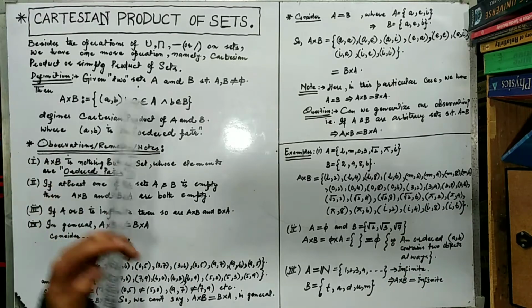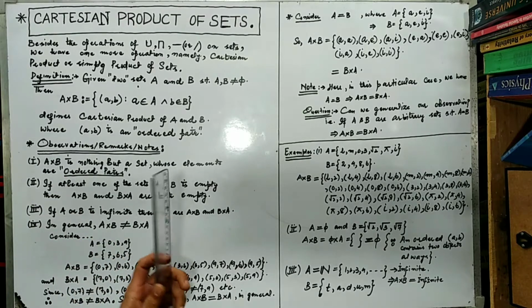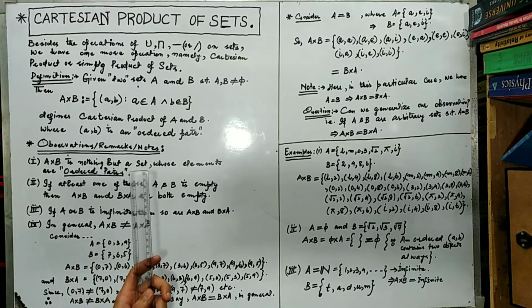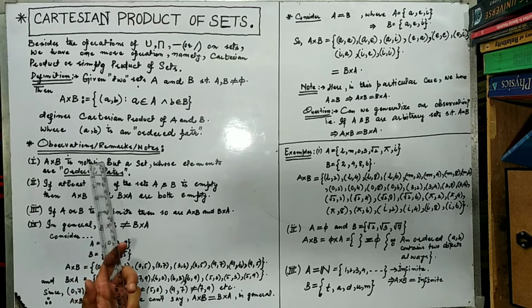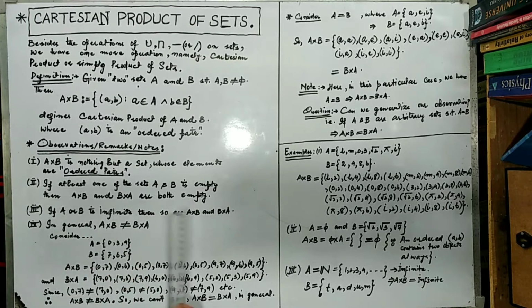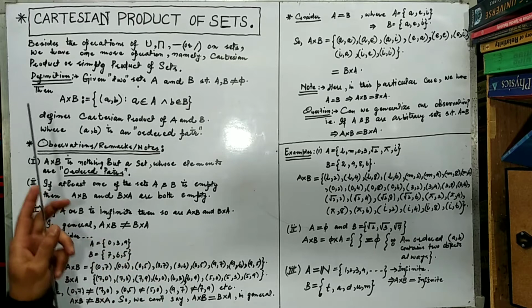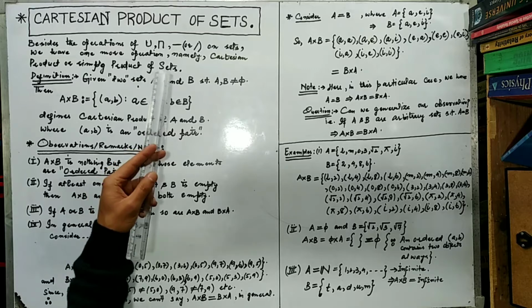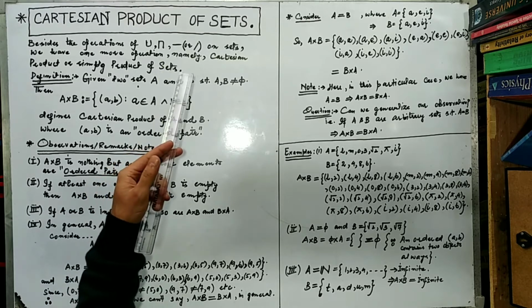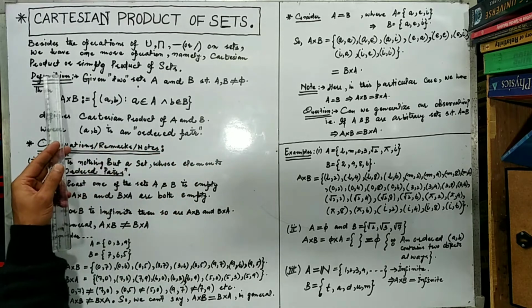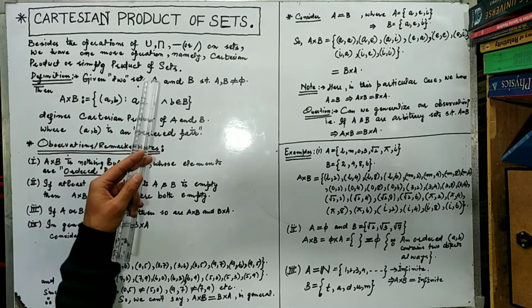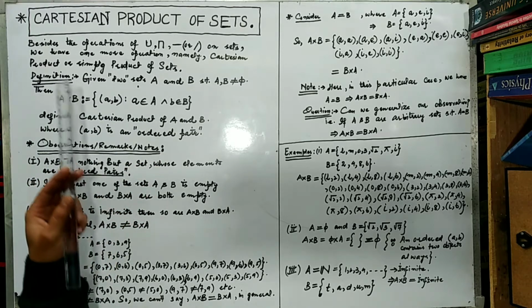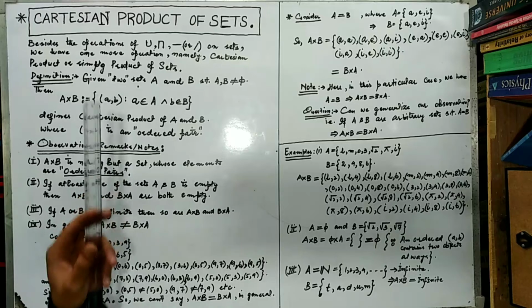In this video, we are going to talk about another operation on sets, just like the operations of union, intersection, complementation, or difference of sets. Besides those, we have one more operation, namely the Cartesian product, or simply we can call it the product of sets.